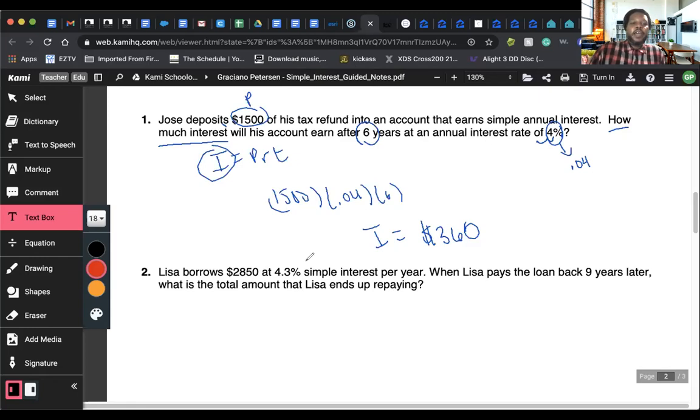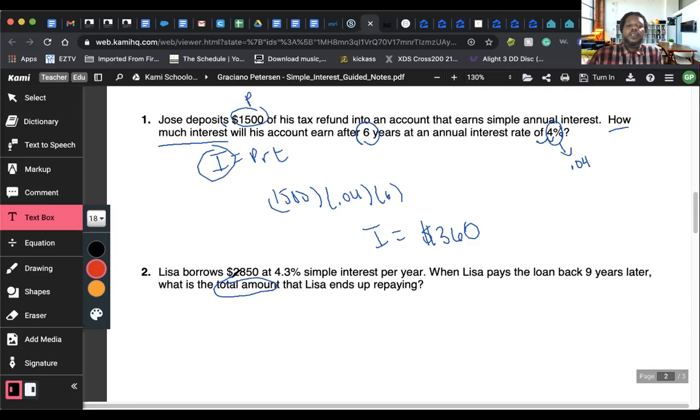Okay, let's try number 2. It says Lisa borrows $2,850 at 4.3% simple interest per year. When Lisa pays the loan back 9 years later, what is the total amount that Lisa ends up repaying?